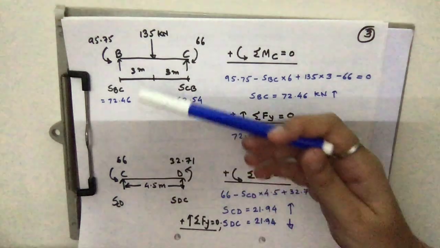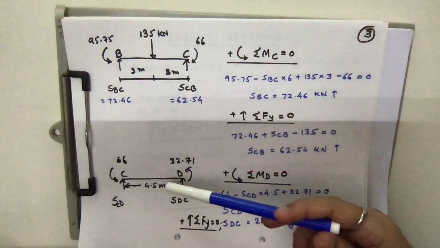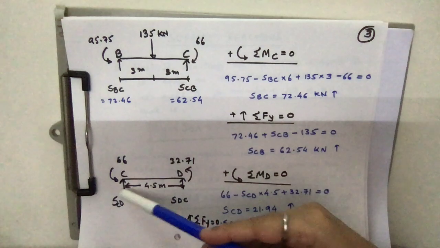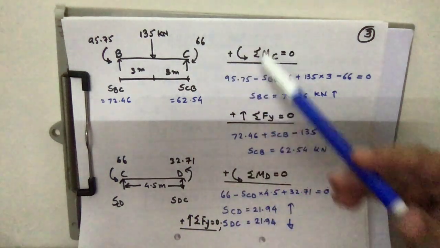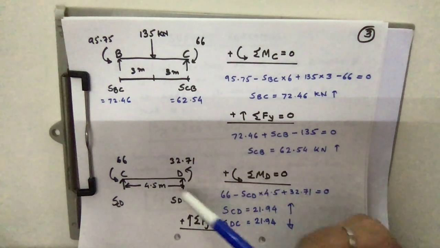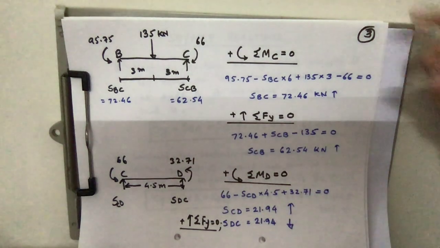A similar approach is followed for the remaining spans, and we are getting the end shears for span BC as well as for span CD. You can check it yourself by calculation that you are getting the values of the end shear.